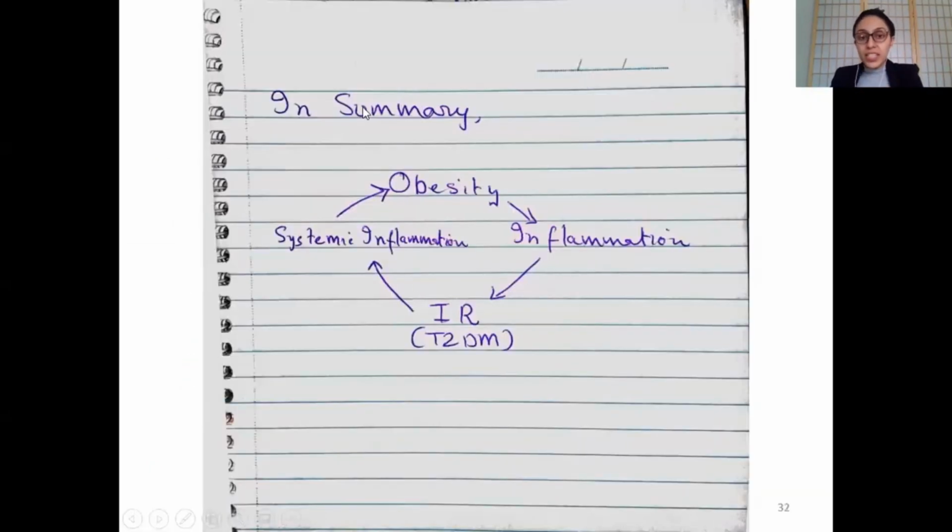So now over here, in summary, this is a vicious circle. In the mechanism 1 and 2, we saw how obesity causes inflammation, and inflammation results in insulin resistance, which is type 2 diabetes. In the Word document, we saw how insulin resistance, type 2 diabetes causes systemic inflammation, and systemic inflammation can result in obesity. Okay, so this is your vicious circle.